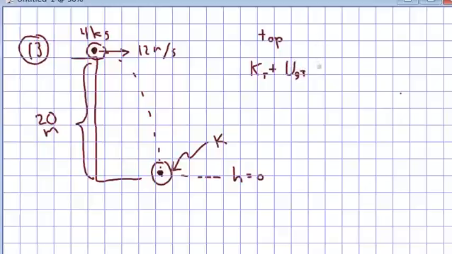And we know that the energy there must equal the energy at the bottom, but at the bottom it's purely kinetic. So we can solve for the kinetic energy. That's what the problem's asking to do. Next question.